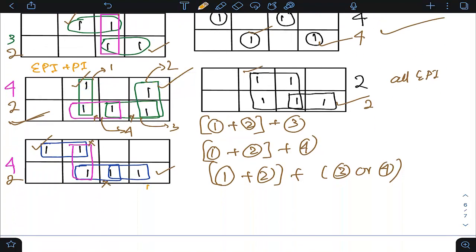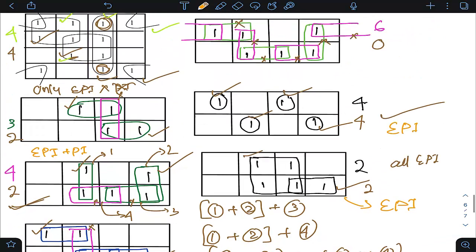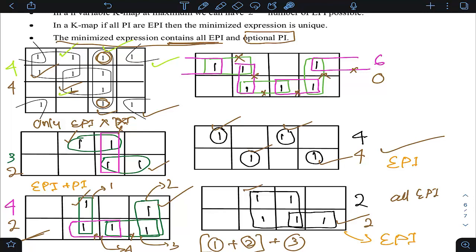In this case, if I ask you what is happening, again you have to take EPI along with PI. In this case, if you are taking only EPI, the job is over. But in this case, students, you have to take only PI, because there is no EPI. So you may have a situation where there is no EPI. So in this case, you have to see the minimal set of PI so that all the min terms will be covered.